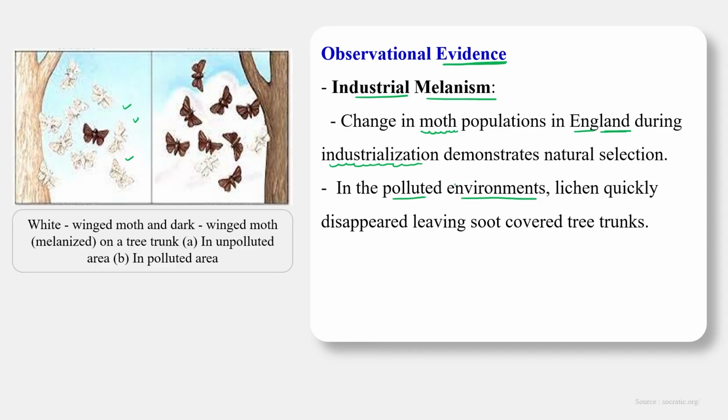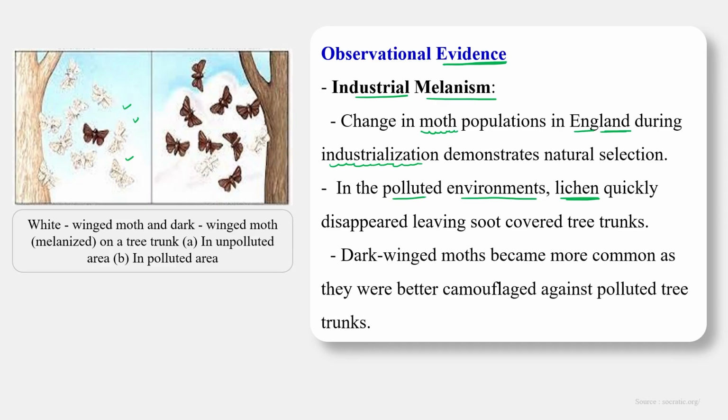In the very initial stage, as you know, lichens are only present in an unpolluted environment, on the bark of the tree. So initially the bark of the stem was white and greenish in color, and all the moths were also white in color. But slowly, because of industrialization, pollution affected the environment. Because of the pollution, lichen quickly disappeared, leaving soot to cover the tree trunk.